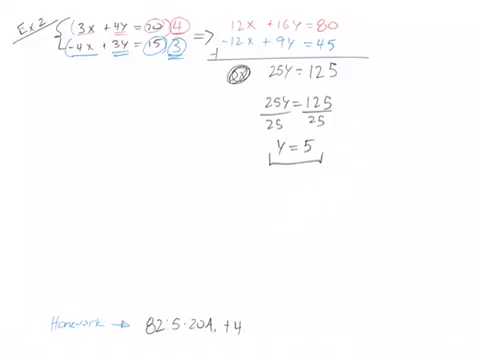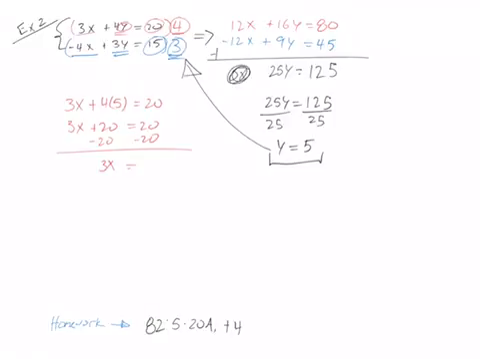So now all I need to do is take this half of an answer that I got and plug it in up there somewhere. We can pick any equation that we want. I'm going to plug it into the first one because I'm dealing with positive numbers that way. So I'm going to have 3x plus 4 times 5, because again that y right there is a 5, should equal 20. So 3x plus 20 is equal to 20, so I'm going to subtract 20 from both sides. So I'm going to get 3x is equal to 0.